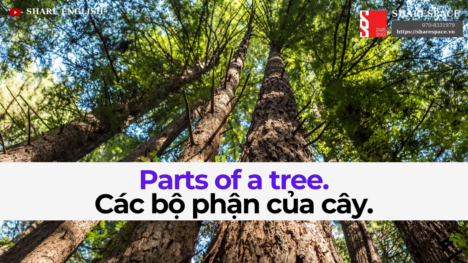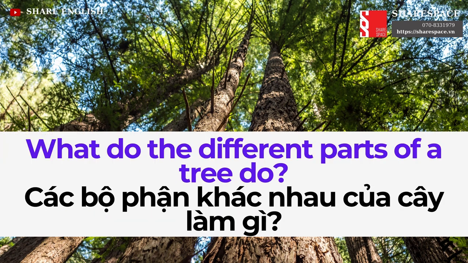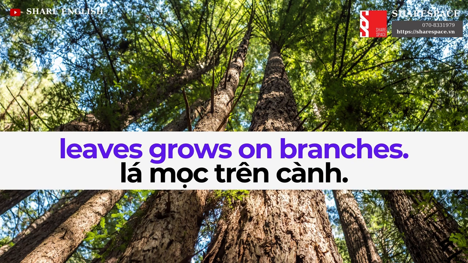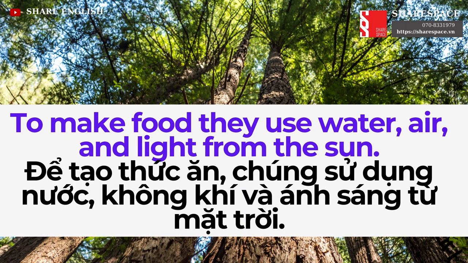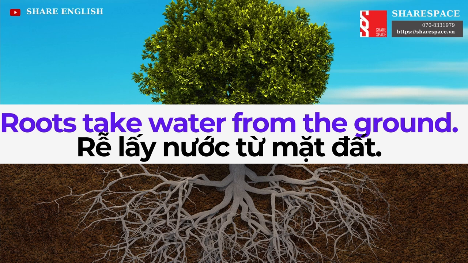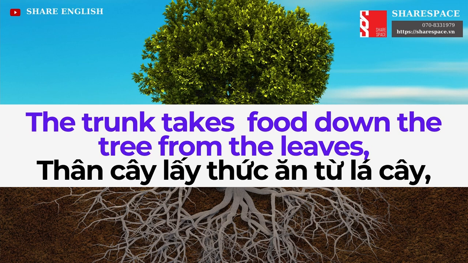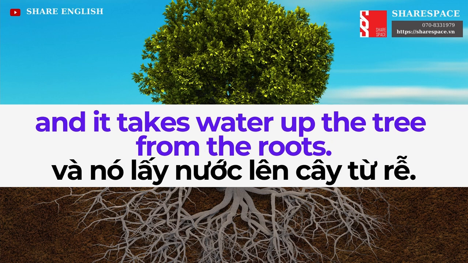Parts of a tree. What do the different parts of a tree do? Leaves grow on branches. They make food for the tree. To make food, they use water, air, and light from the sun. Roots take water from the ground. The trunk takes food down the tree from the leaves, and it takes water up the tree from the roots.